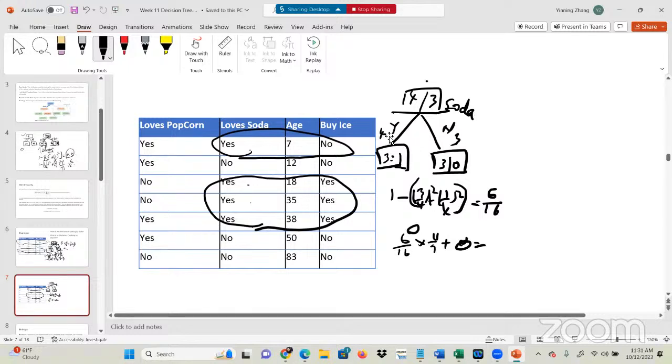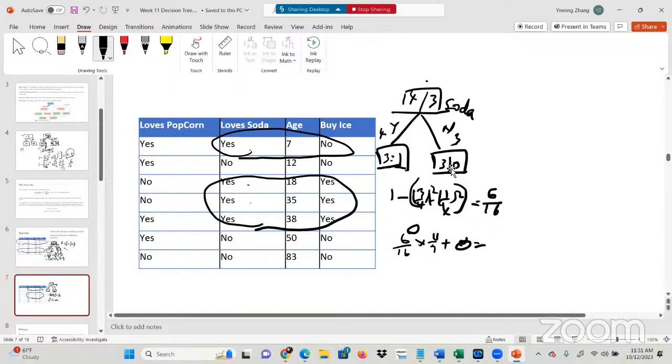Soda. So there are 4 people who love soda and 3 people who don't love soda. For those who love soda, 3 chose yes and 1 chose no. So the Gini impurity of this node is 3 divided by 4, that's a probability, right, plus 1 divided by 4, squared and summed. The result is 6 of 16.